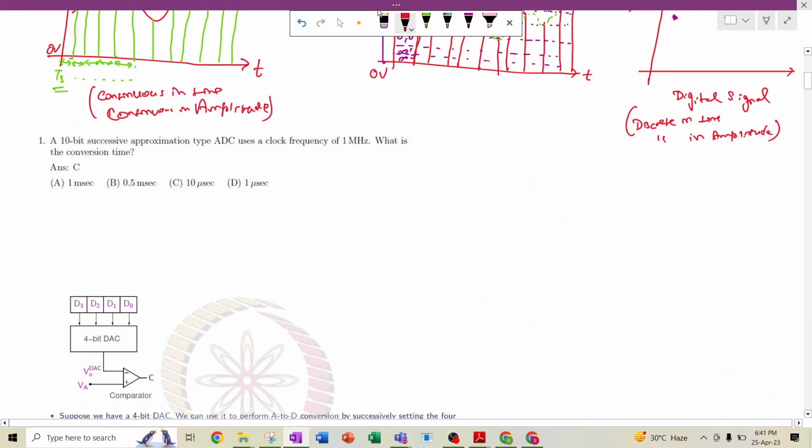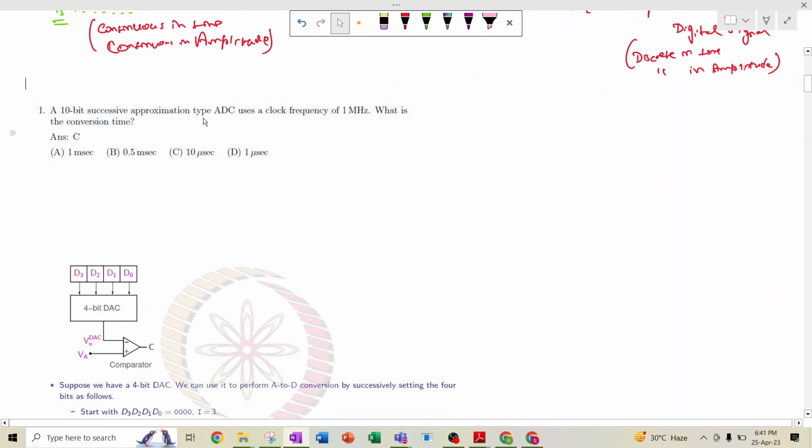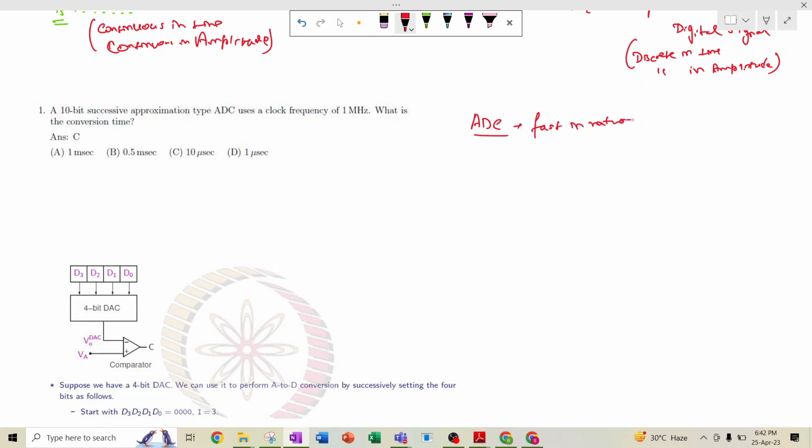So let's move forward to the first question. A 10-bit successive approximation type ADC uses a clock frequency of 1 megahertz. What is the conversion time? You should know how the successive approximation type works. It is a very popular type of ADC, and it is very fast in nature.